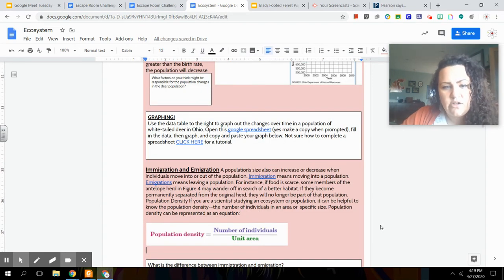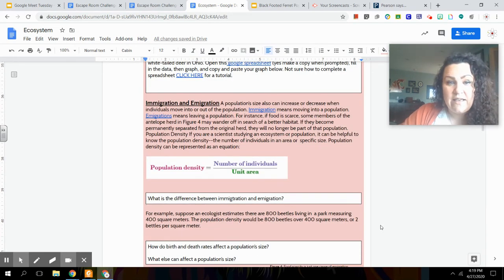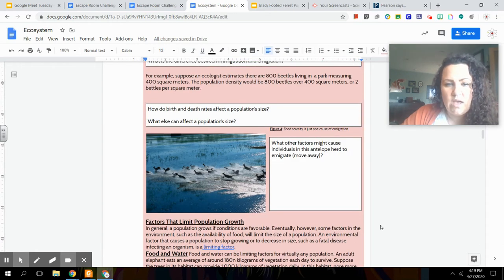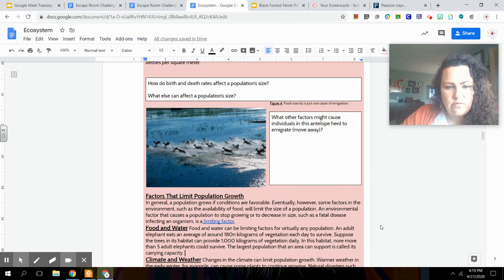All right, you'll move on and you're talking about immigration and immigration. I know they look almost identical. They are two different things. And then once again, when you see these white boxes, that's a cue to you that you need to go ahead and type in an answer. We're going to continue moving down the rest of the assignment.